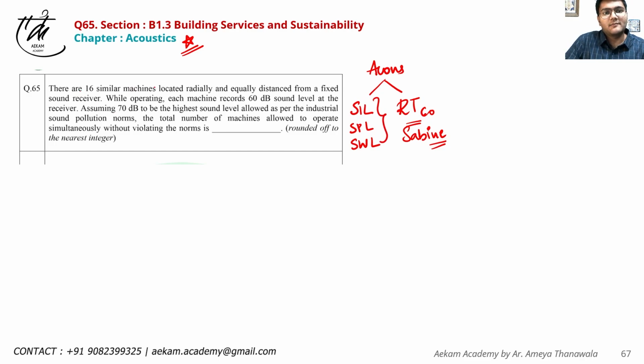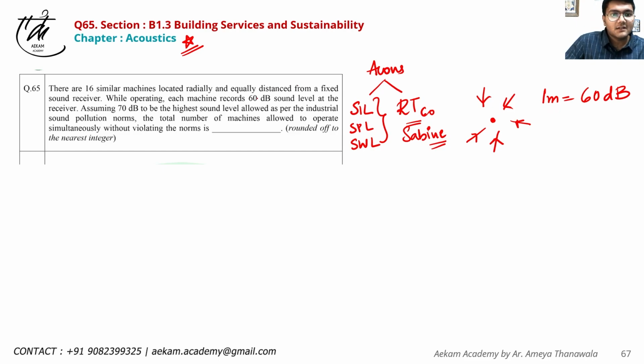There are 16 similar machines located radially and equally distant from a fixed sound receiver. While operating, each machine records 60 dB sound level at the receiver. So basically there's a receiver and there are various machines that are radially located. When a single machine operates, it gives 60 dB at the receiver. One machine gives 60 dB at receiver.